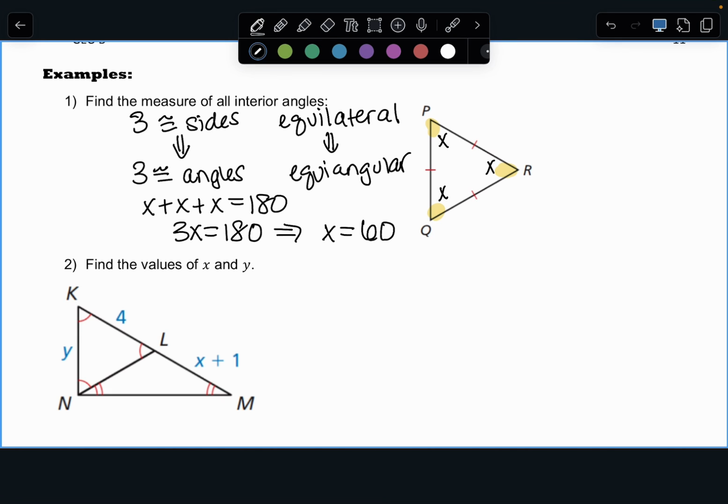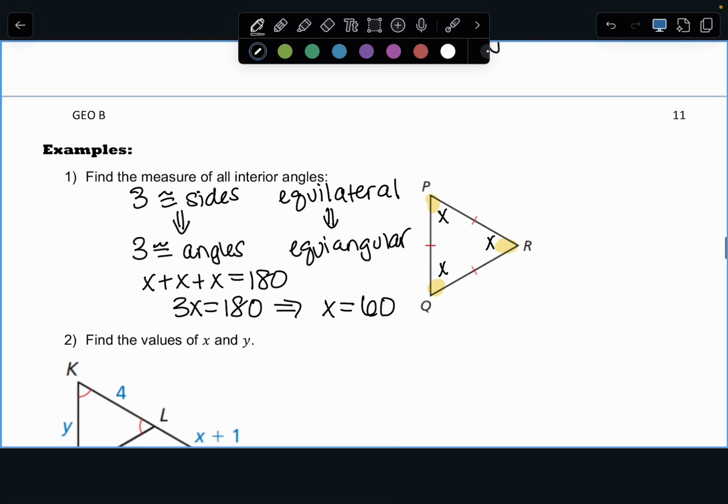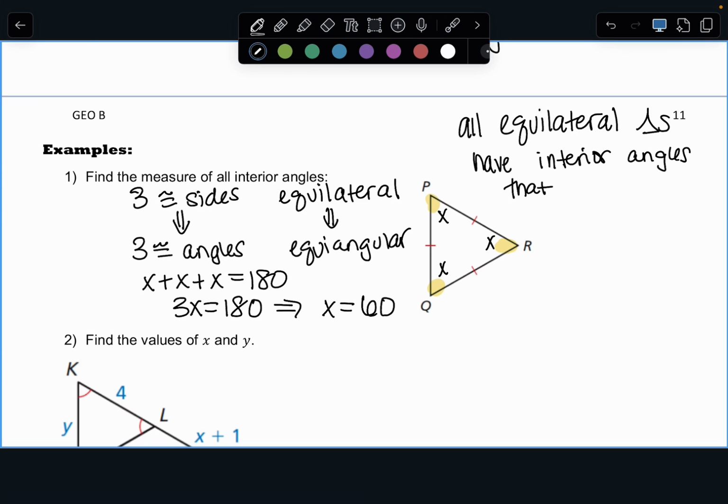Every single time it's equiangular, it has to be 60. Yes. So what we just did is we said all equilateral triangles, so if you have three congruent sides, they all have interior angles that measure 60 degrees.